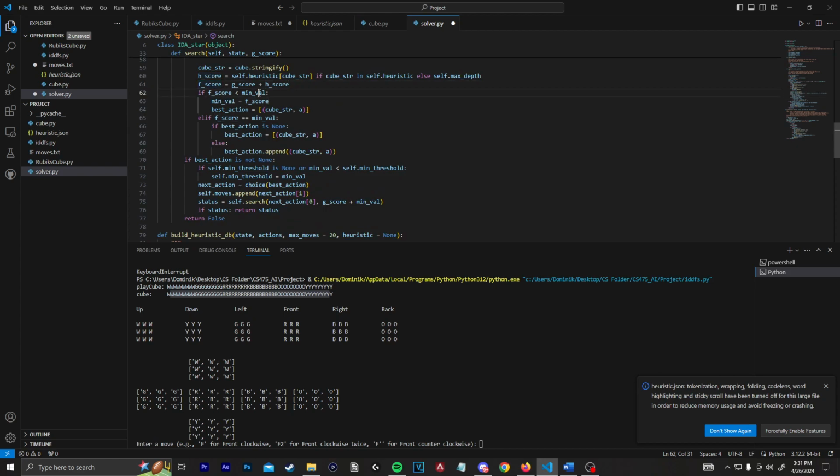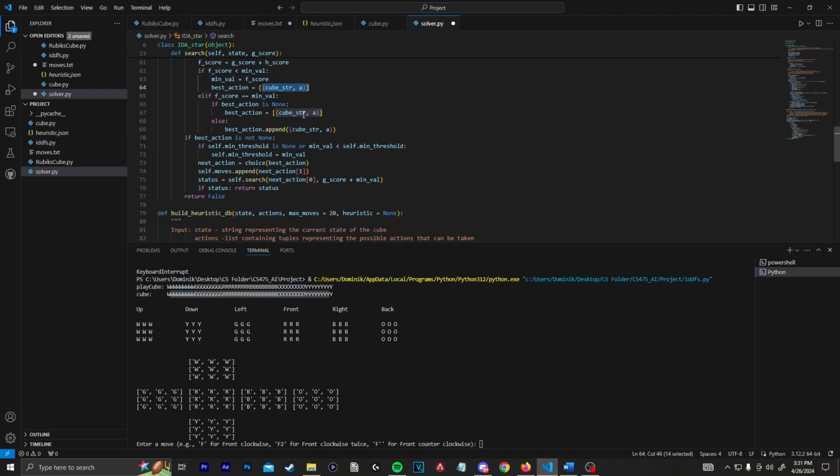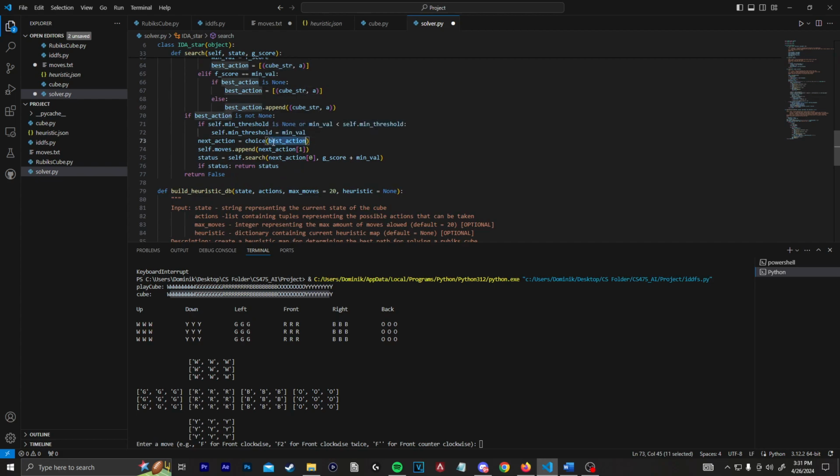So if the F-score is less than the min value, then the min value is going to be the F-score, and we take the best action and we put it in here. Else, if it is equal to the min value and we don't have any best actions, then we just store it in there. Else, we just end it. We take a choice of our best action.